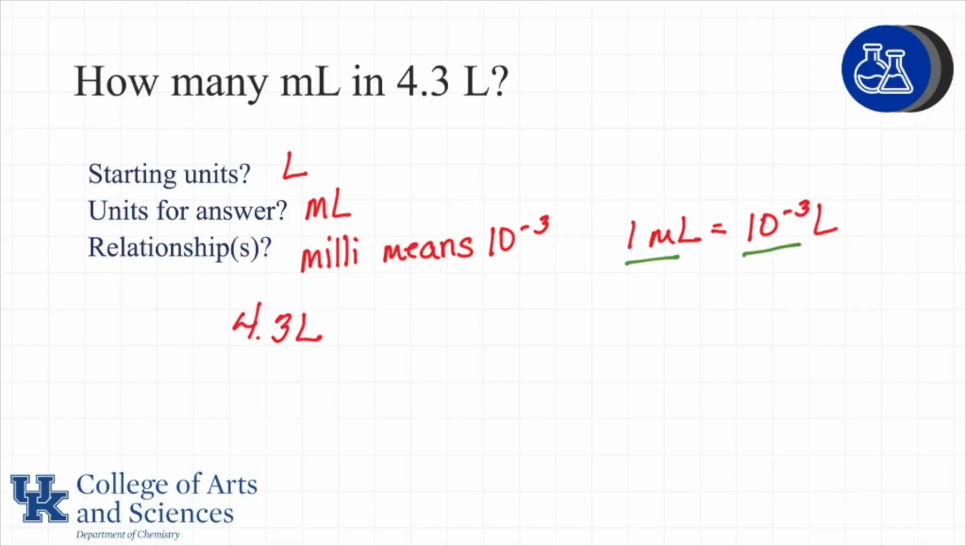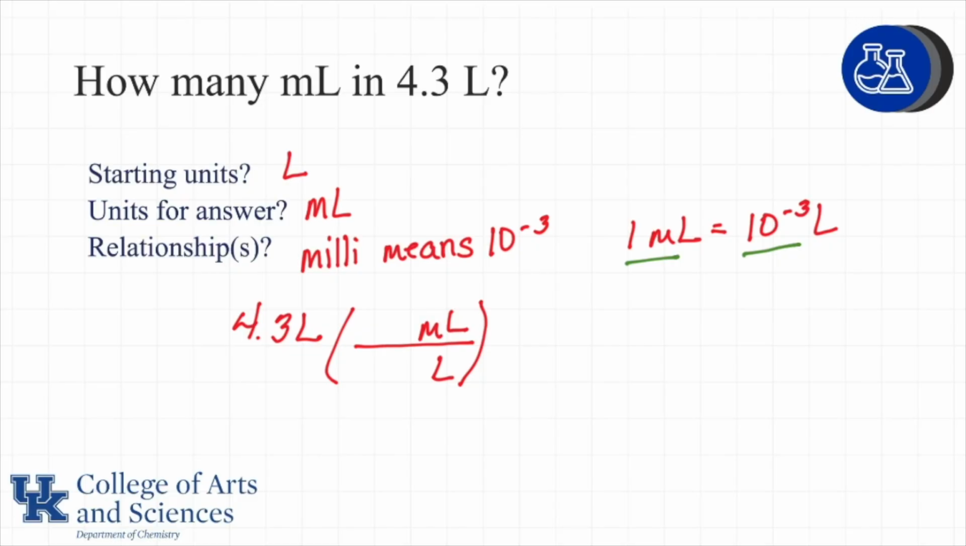Now we can set up the problem. We have 4.3 liters. Set up our fraction. We know that liters needs to go on the bottom because we need to cancel that out. And the relationship I know is between liters and milliliters, so I will put milliliters in the numerator.